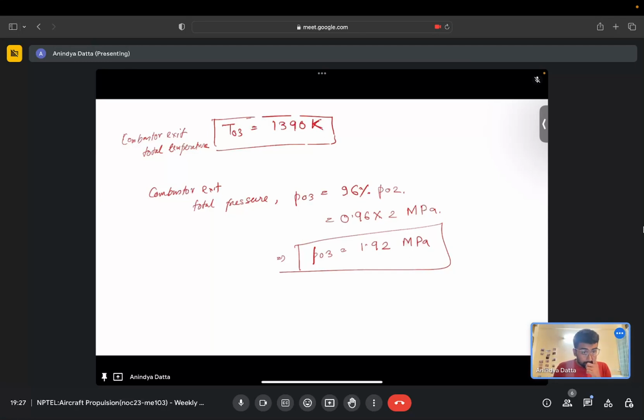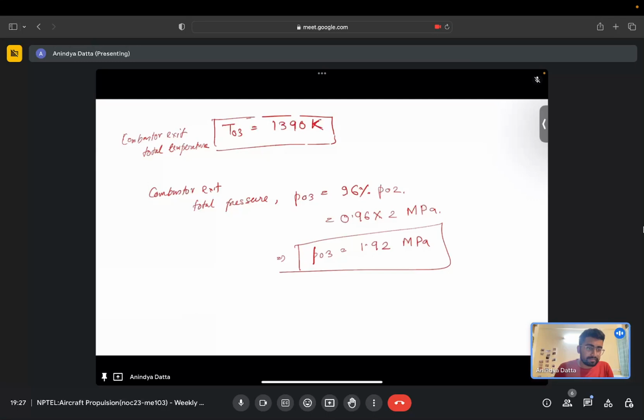Okay, and also there are pressure losses. We can't assume the pressure at the exit of the compressor is equal to the pressure at the inlet of the turbine, because there are pressure losses that happen in the combustion chamber.